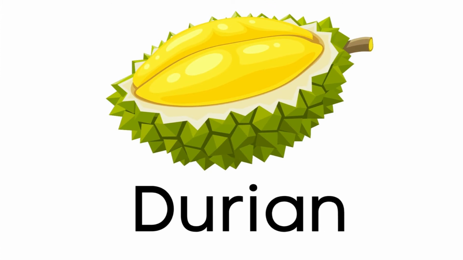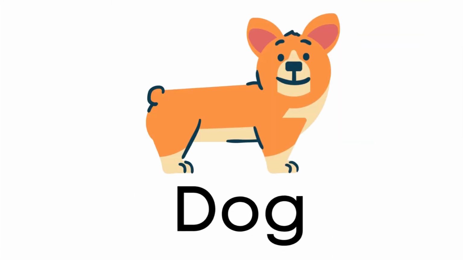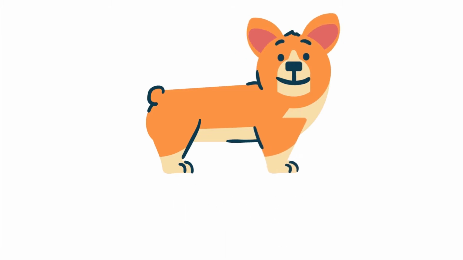D, D, D. D is for durian. D is for dog. D is for door.